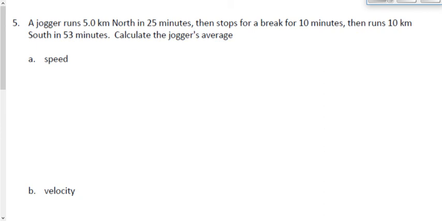All right, everybody have a look up here. We're going to take a look at question number 5 together. It says, a jogger runs 5 kilometers north in 25 minutes, stops for a break for 10 minutes, then runs 10 kilometers south in 53 minutes.